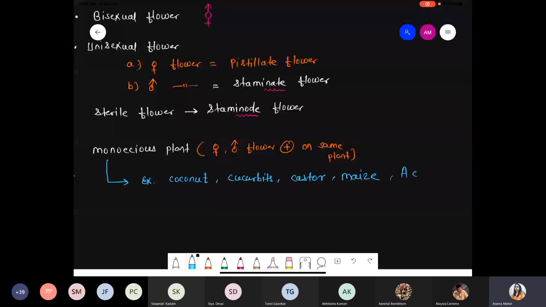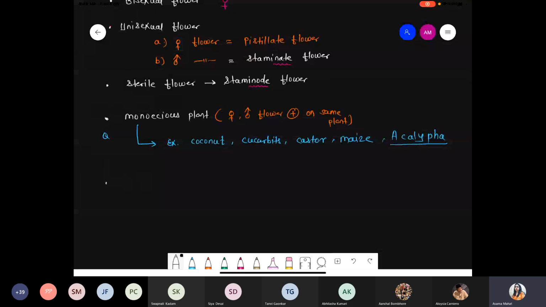Next point, we are talking about dioecious plants. Dioecious plant means what? Male and female flowers present on two different plants. Simple meaning. Write it in as short a form as possible. Please don't write full sentences. So male and female flowers present on different plants. And examples of dioecious plants, obviously date palm, mulberry, and papaya.